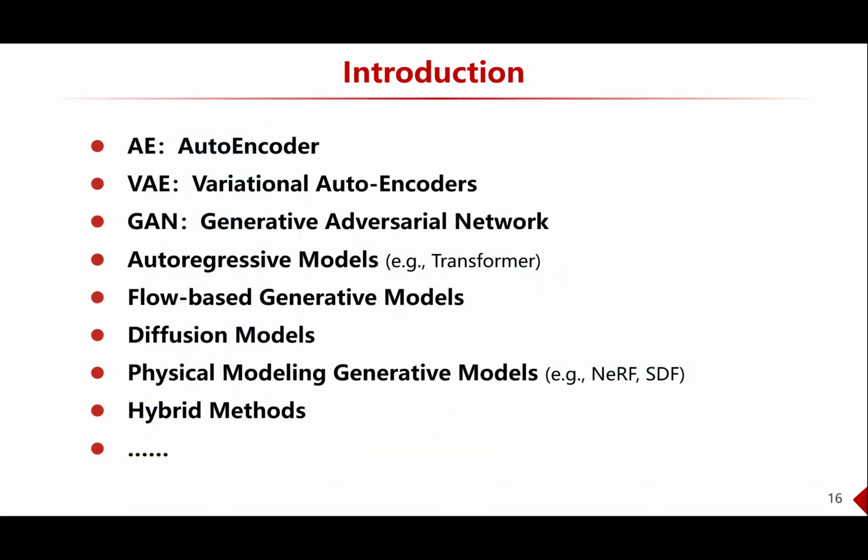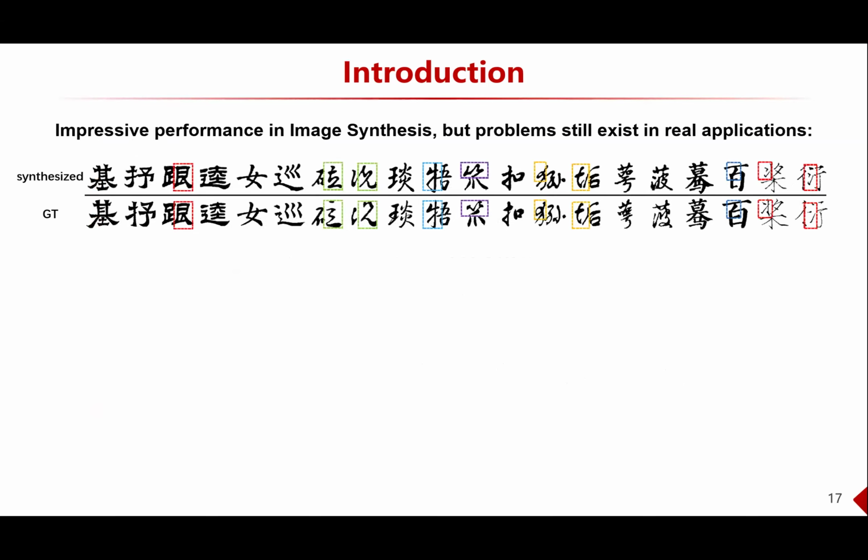As we know, the mainstream deep generative models include autoencoder, VAE, GAN, autoregressive models including transformer and flow-based generative models, diffusion models, and physics-based generative models such as NeRF, etc., and also hybrid methods. Due to the time constraint, and since I think most of you are very familiar with those generative models, I will not elaborate on each of them.